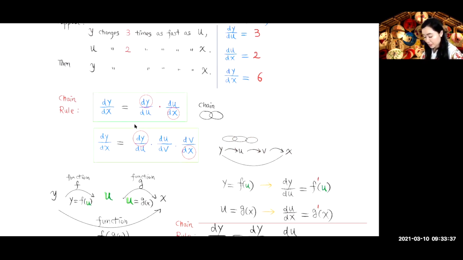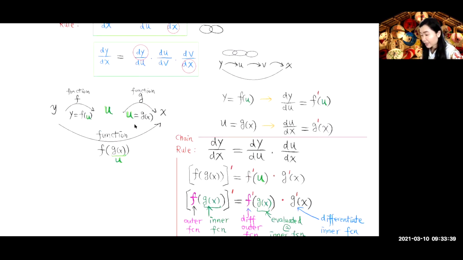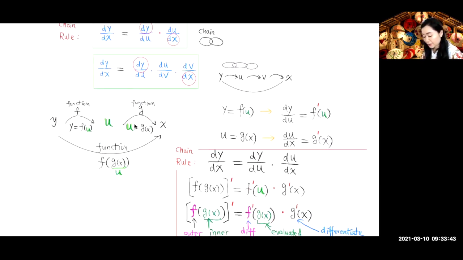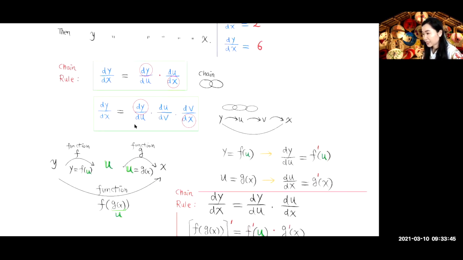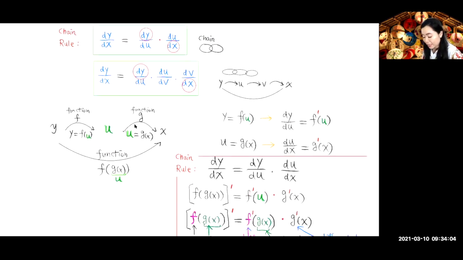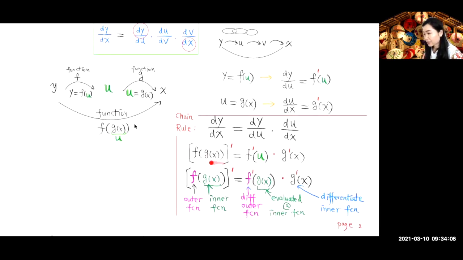Now, another notation for the chain rule. So this is the chain rule. This notation is easy to remember, because it's called Leibniz notation. It's easy to remember because you think about this: the two du cancel and give you back the dy/dx, right?